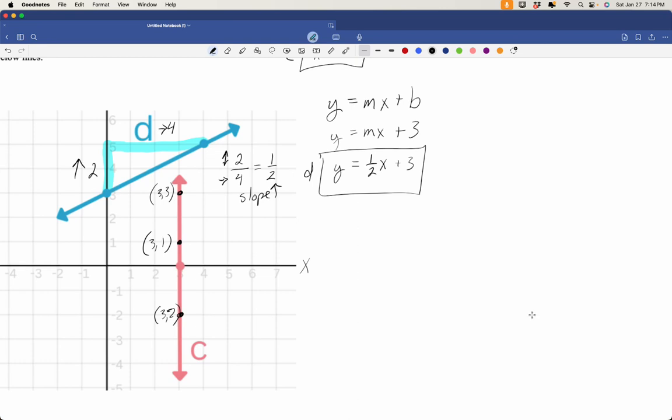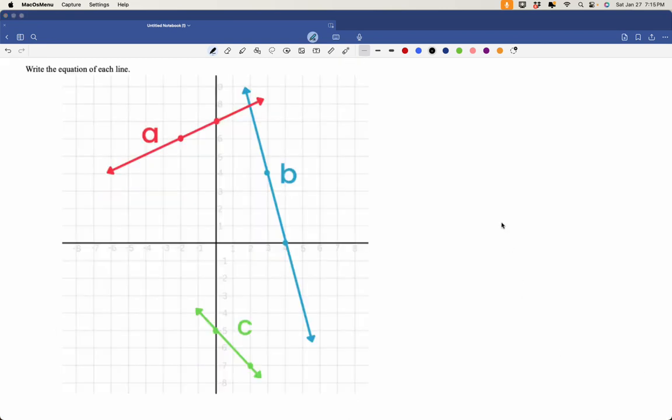So let's look. I think there's one more. So here we have three lines. Sorry, I can't count today. And I see this one is going up, so it's going to have positive slope. This one's going downhill, it's going to have a negative slope. And this one is going downhill, it's going to have a negative slope also.